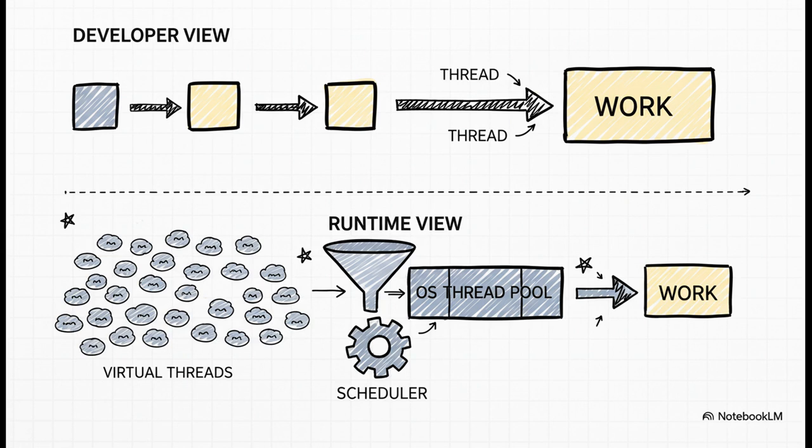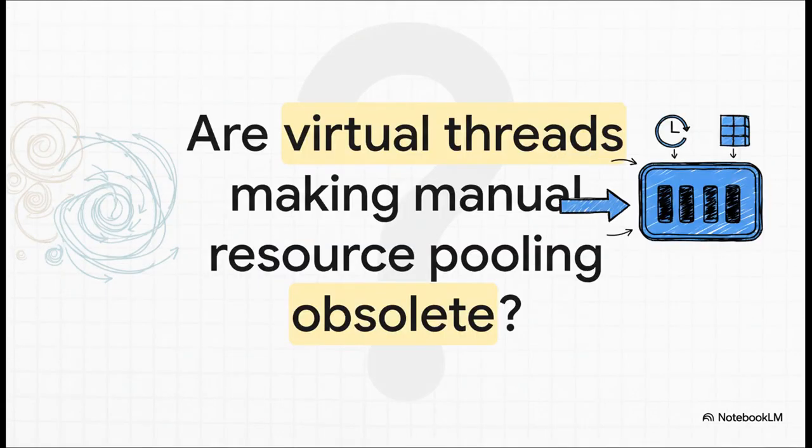The language runtime itself handles all the complexity of scheduling millions of these lightweight virtual threads onto a small pool of actual OS threads. It's essentially pooling, but it's automated and hidden away from us, developers. And that leads us to one final kind of provocative question to think about. As our runtimes get smarter and smarter with things like virtual threads, is the whole art of manually configuring and tuning resource pools becoming an architectural relic? Is this entire session something we won't even need to talk about in 5 years?